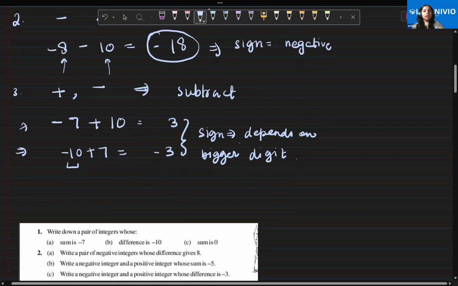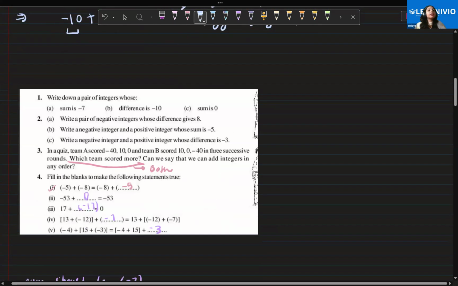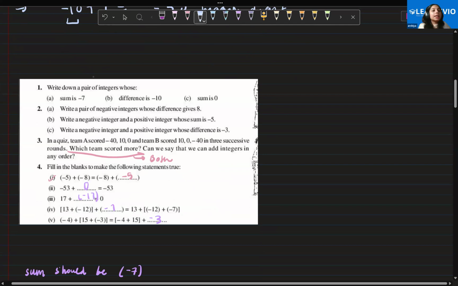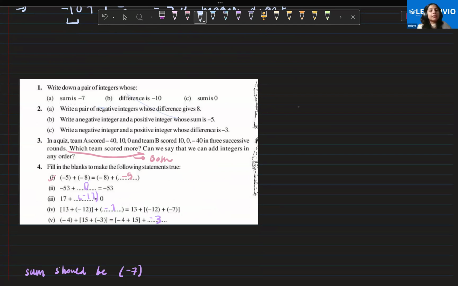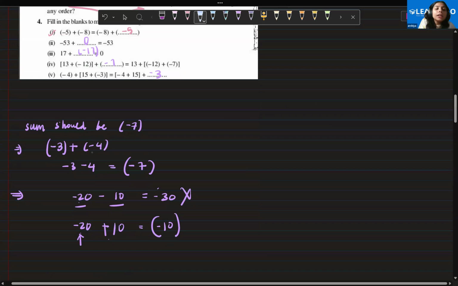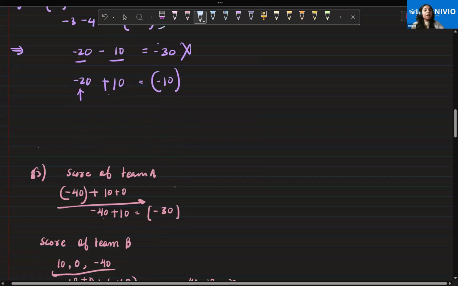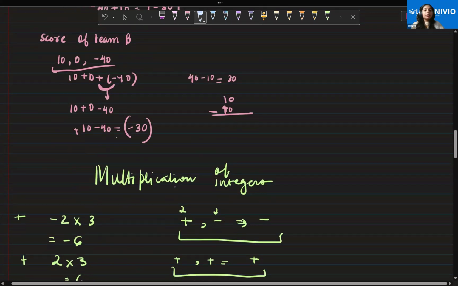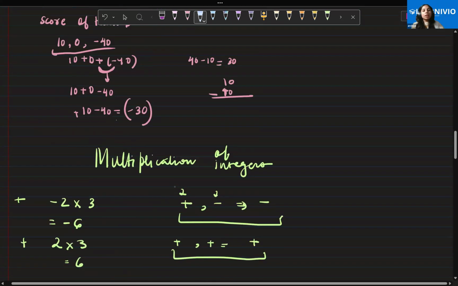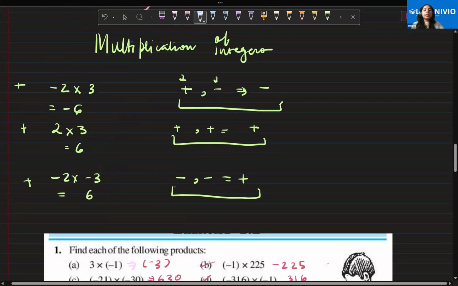Yeah, so this only, and then there were a few questions of addition, like write a pair of integers whose sum is -7. So you had to write two integers that you add and you get -7. So we did -3 and -4. When you add them, you get -7. Then again we did one more question with the same concept. Then we started with multiplication of integers.